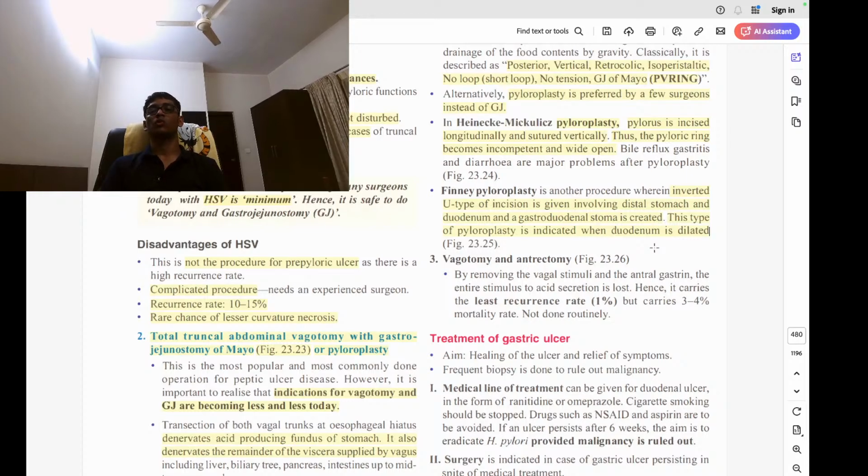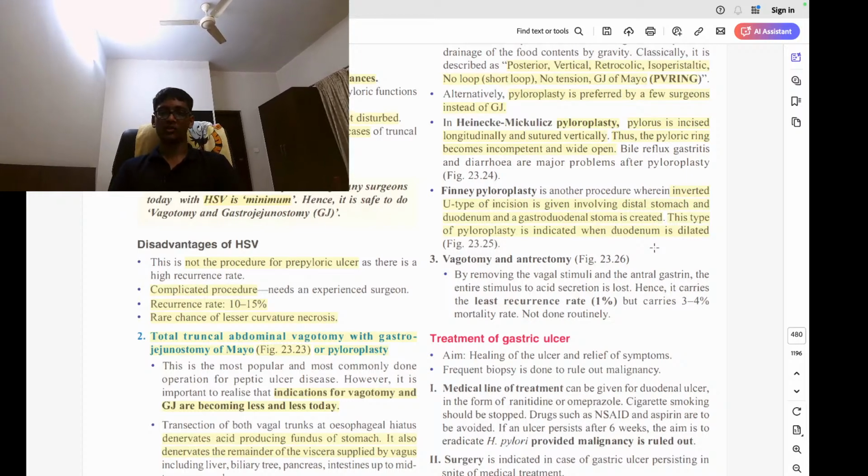Vagotomy and antrectomy. By removing the vagal stimuli and the antral gastrin, the entire stimulus to acid secretion is lost. Hence it carries the least recurrence rate, but it carries a 3 to 4% mortality rate. It is not done routinely.